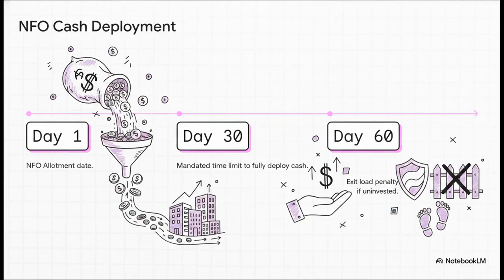There's also a very specific risk regarding cash drag right at the beginning during the fund launch. The asset management company has exactly 30 business days from allotment to fully deploy your NFO money into the market. If they fail to do so, maybe because the market is just too illiquid, they actually have to report it. But here's the kicker. If they are still non-compliant by day 60, regulations dictate they cannot charge you an exit load if you decide to just take your money and walk away. It's a pretty solid built-in protection against prolonged cash drag.